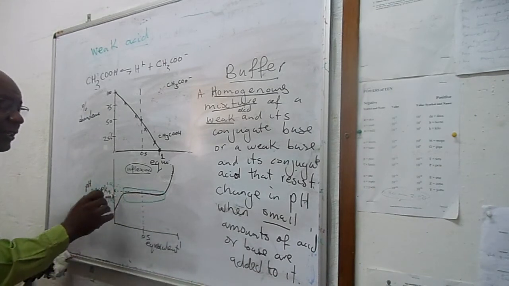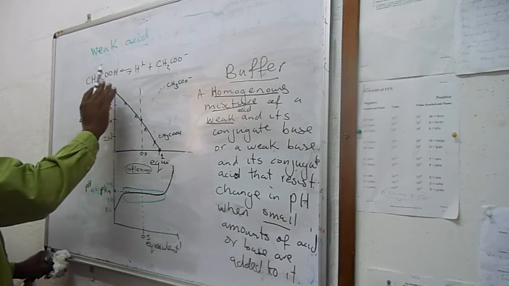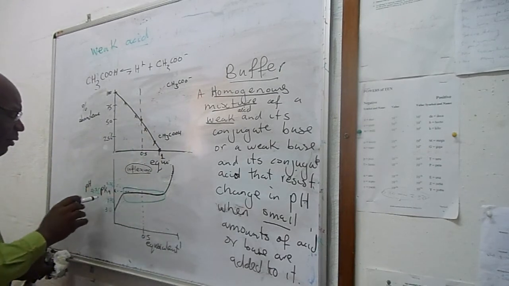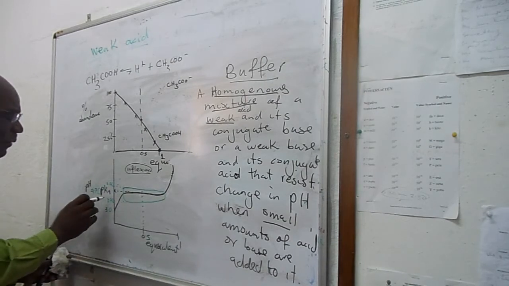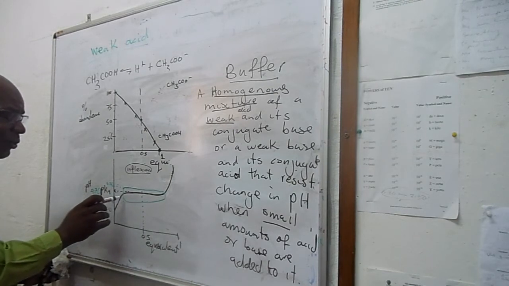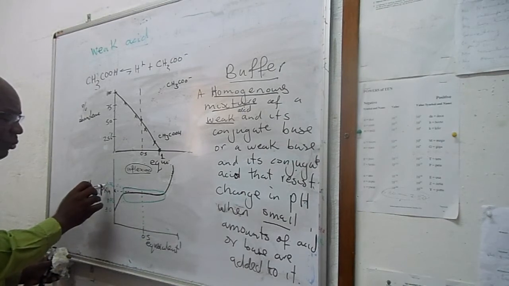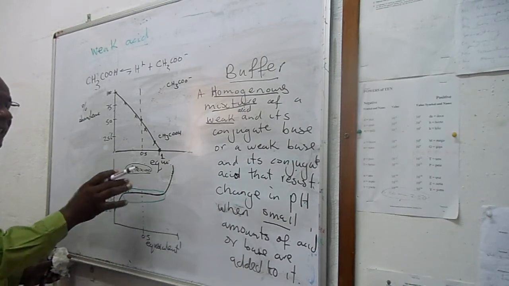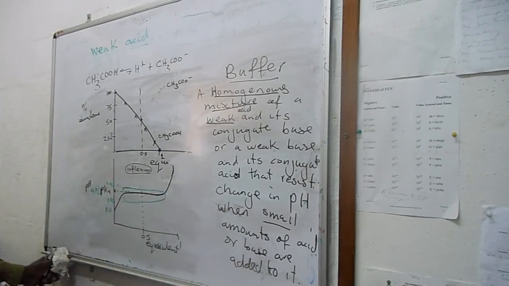Okay, around this area, the pH of this solution, this mixture containing acetic acid and acetate ion, is maintained around 4.76. If the pH is 1 unit less than the pKa, still the pH does not change much. If the pH is around 1 unit above, again the pH is maintained near constant. Okay, so that is how we define a buffer.